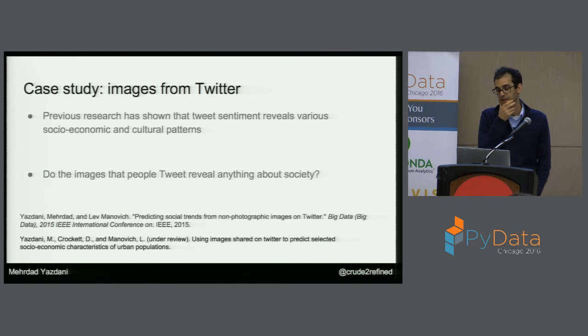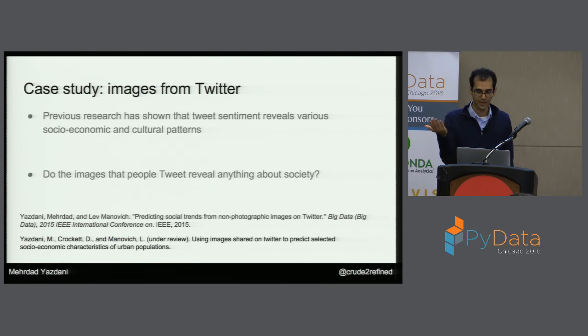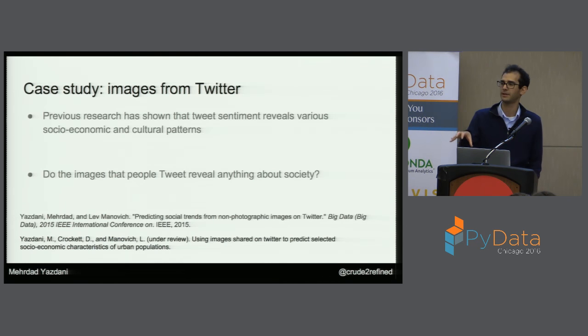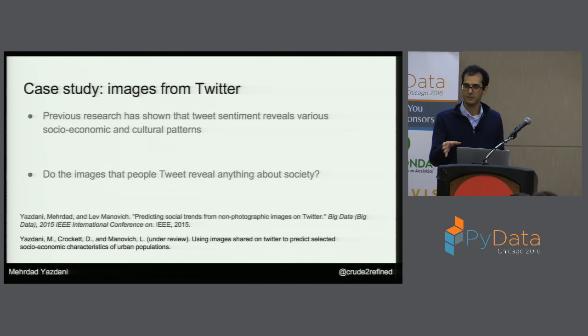So here, let's look at images from Twitter. I think a lot of people here use Twitter. PyData Chicago uses Twitter, I've noticed. People tweet images and they write text and all this sort of stuff. There's a large body of research that shows that the different types of things people tweet about, their sentiments and the different types of content, tend to reveal something about the socioeconomic characteristics of that location. In other words, you can kind of predict the socioeconomic status of a city or a neighborhood based on the type of tweets people tweet. So we've been asking a similar question in our research: is there anything about the images that people tweet that also reveals something about that location or space? There's some work there for you to check out if you're interested.